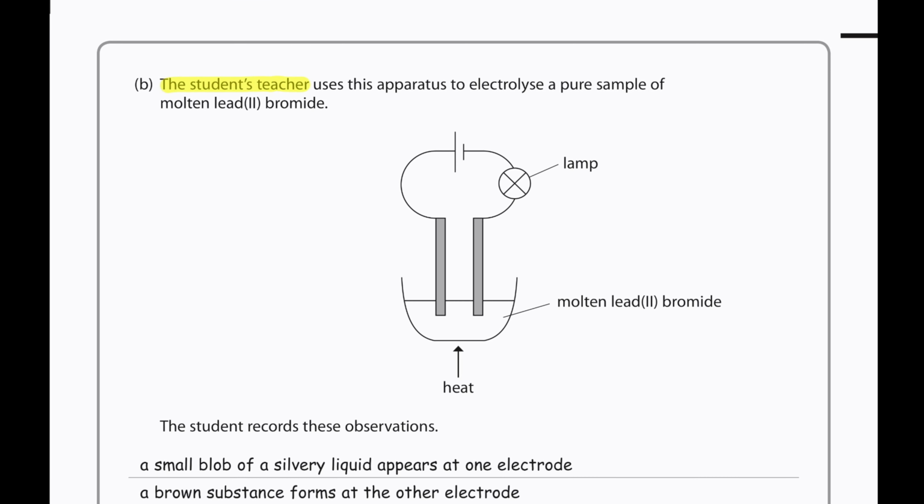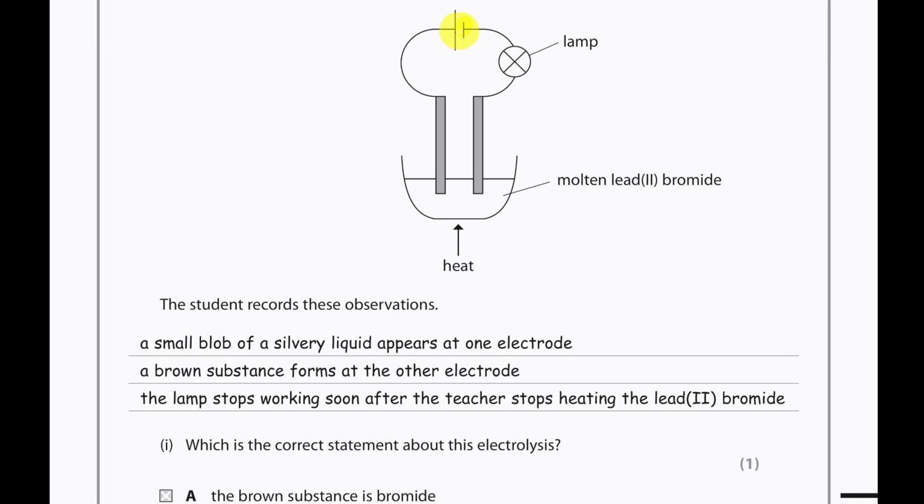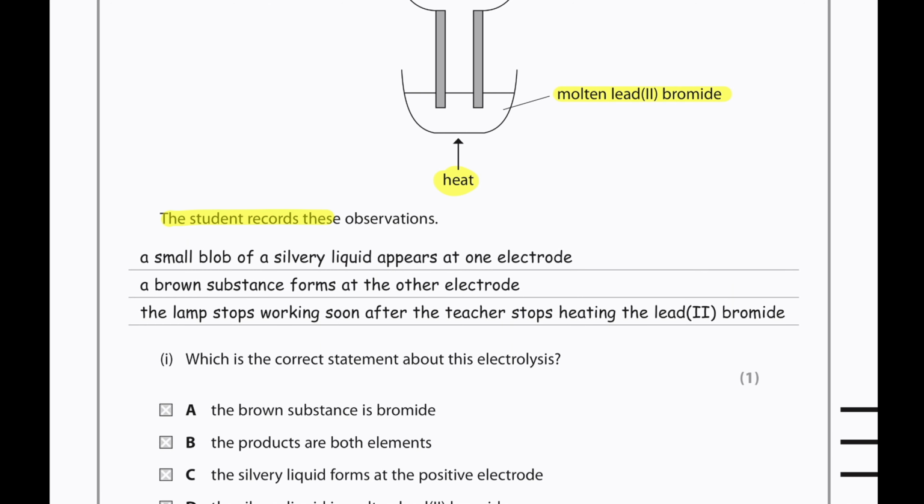The student's teacher uses the apparatus to electrolyze a pure sample of molten lead bromide. So we can see a power source, a lamp to indicate that the electrolysis is going on, and molten lead bromide in a crucible. Heat is provided to keep the lead bromide molten. The student records this observation.